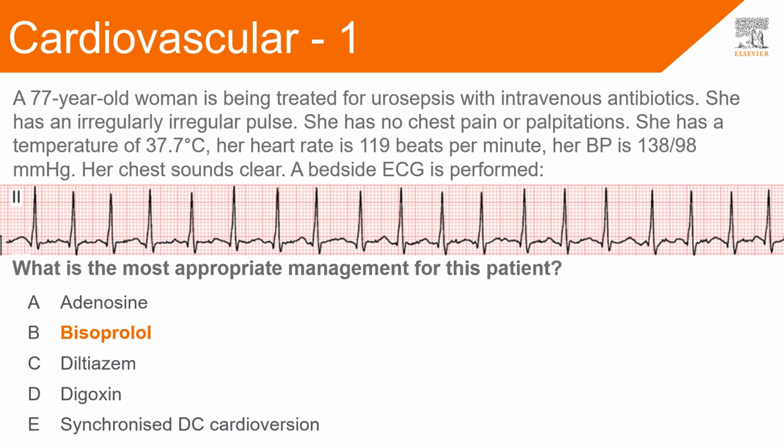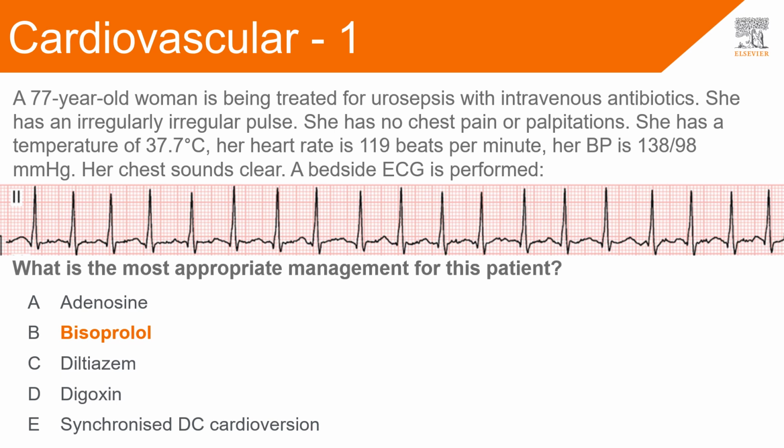Now, what about option C, diltiazem? Diltiazem is a calcium channel blocker, and certainly that can be used for rate control in atrial fibrillation. It works by also slowing down the AV node conduction, reducing the ventricular rate. However, there are a couple of reasons why it's not first line for this patient.